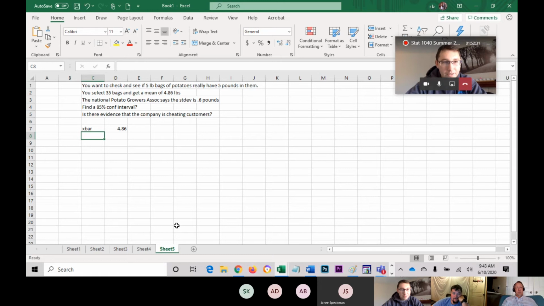And then we need to find the z sub alpha over 2. This one's not on the chart, right? We're doing an 85% confidence interval. So what's your alpha in this case? Alpha's 0.15. So what's your alpha over 2? 0.075. So we need to find 0.075 on the chart.